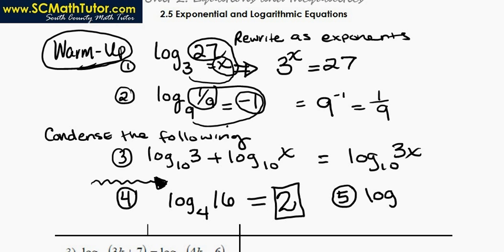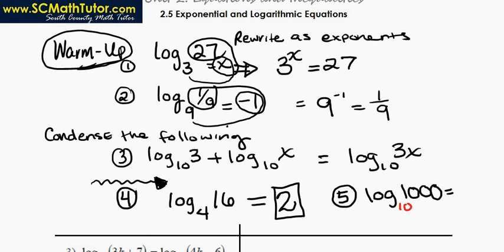Let's say log of 1000. So now you have to think to yourself, what is the base here? They don't give you a base, so what is the base? Remember, if you don't have a base, that's an understood 10. Okay, so that's an understood log base 10. So 10 to the what power is 1000?